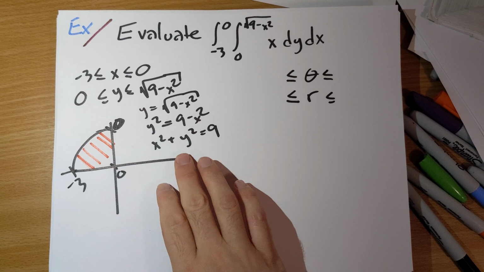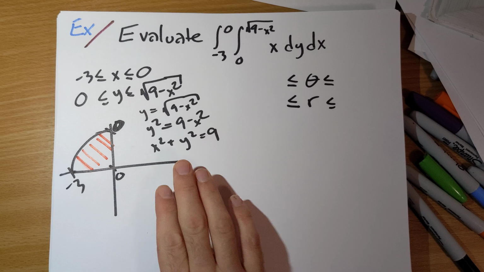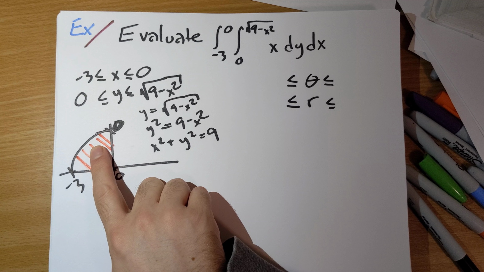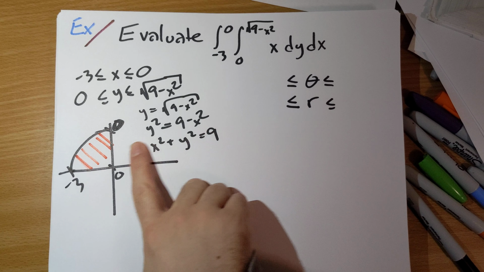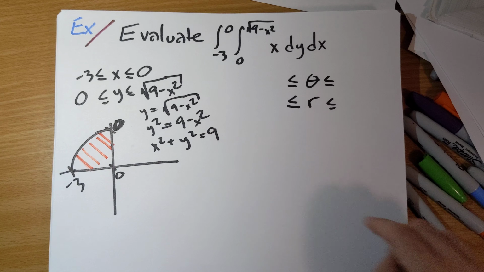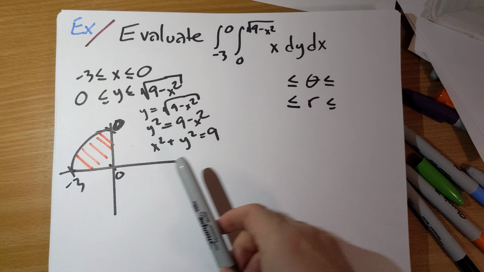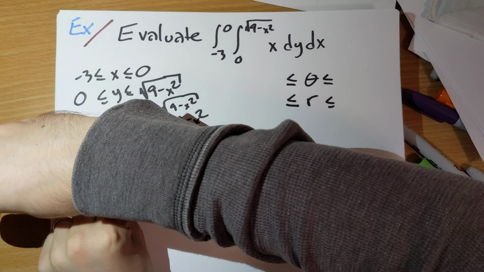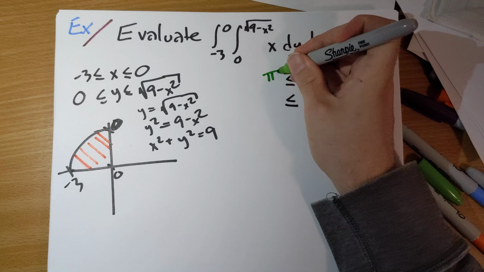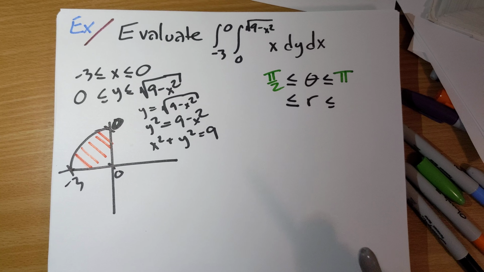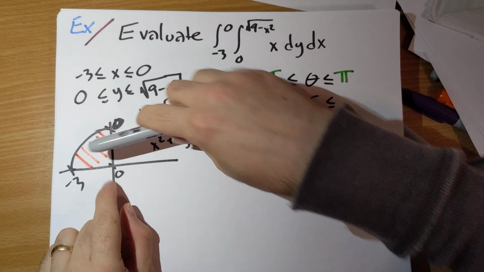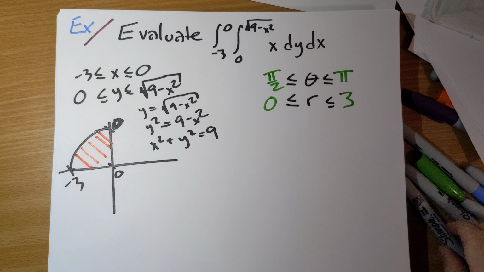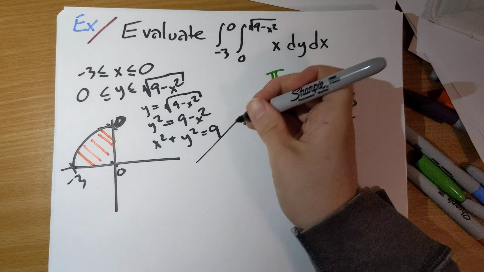And so this gives us absolutely beautiful, easy, simple, constant is really the adjective I'm looking for here, bounds on theta and r. Theta runs from, this is theta is equal to 0, theta is equal to pi over 2, theta is equal to pi. R is going to run from 0 to 3. So very nice constant bounds here.